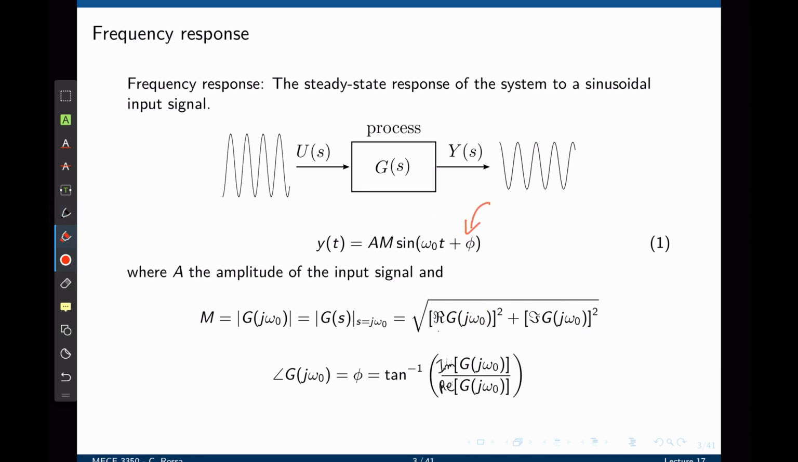The phase shift phi, or the phase of the transfer function, can be calculated by again finding the real and imaginary part of the transfer function and taking the inverse tangent of the imaginary part divided by the real part. This is also frequency dependent. In summary, when we find the real and imaginary part of the transfer function, we can plot that on the s-plane. This distance is the magnitude of the transfer function, and this angle is the phase of the transfer function, which, as we see in equation 1, will affect the temporal response of the system when subjected to a sinusoidal waveform of frequency omega 0 and magnitude A.